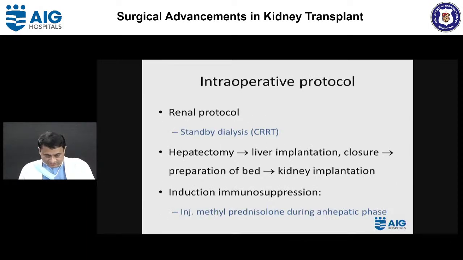So what we follow is, we do a renal protocol, we keep the CRRT ready, and we see to it that we don't cross-clamp the IVC. All anastomoses are done with side clamps. After hepatectomy, while benching is going on, we actually do a shunt so that it's on flow, and once everything is ready, we go ahead with the implantation. At the time the bile duct is being done, the kidney harvest is started.